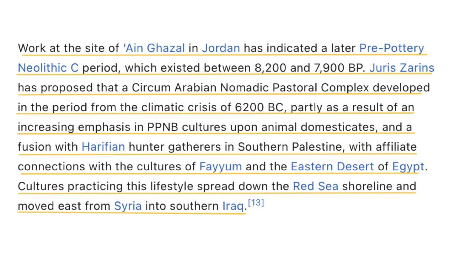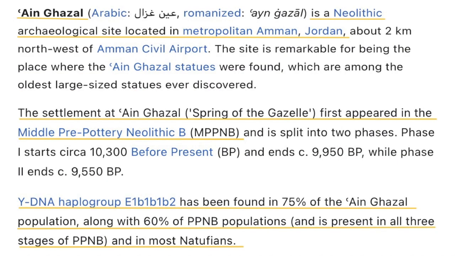6,200 BC, partly as a result of an increasing emphasis in Pre-Pottery Neolithic B cultures upon animal domesticates, and a fusion with Harifian hunter-gatherers in southern Palestine with affiliated connections with the cultures of Fayum and the eastern desert of Egypt. Cultures practicing this lifestyle spread down the Red Sea shoreline and moved east from Syria into southern Iraq. Again, that kind of matches that migration of Semites.